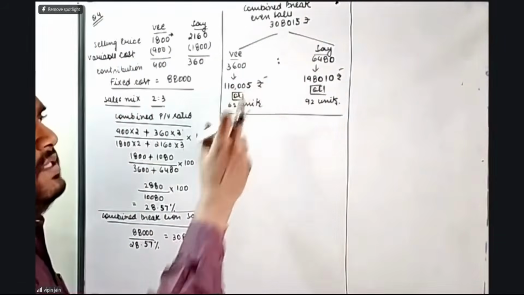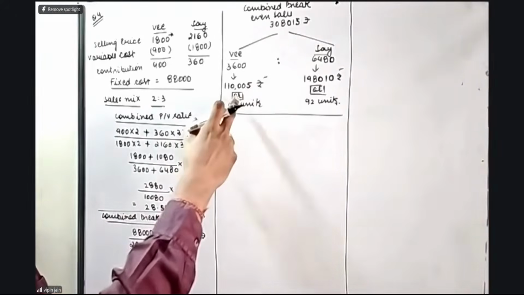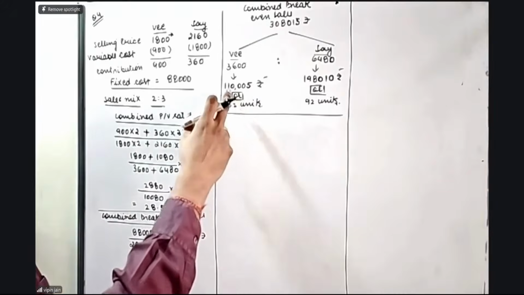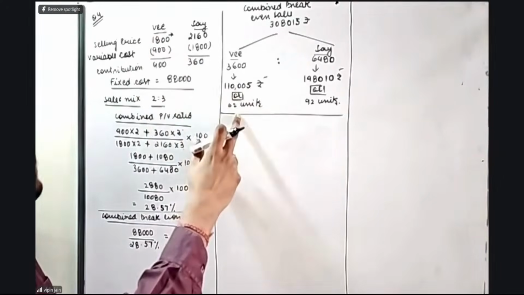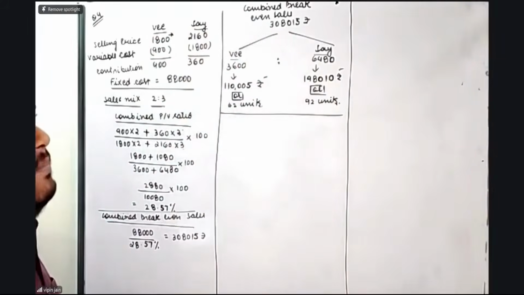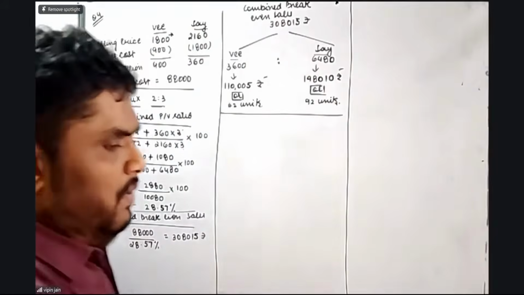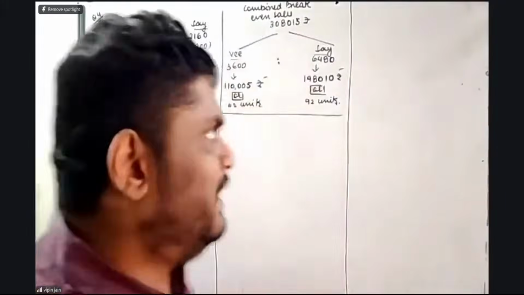So 1,10,005 rupees and 1,98,010 rupees. If you want to convert it in units, so 1,10,005 divided by 1,800, you will get the number of units. 1,98,010 divided by the price, you will get the number of units. Now, one more point, you guys can calculate the combined break-even sales in units also directly.